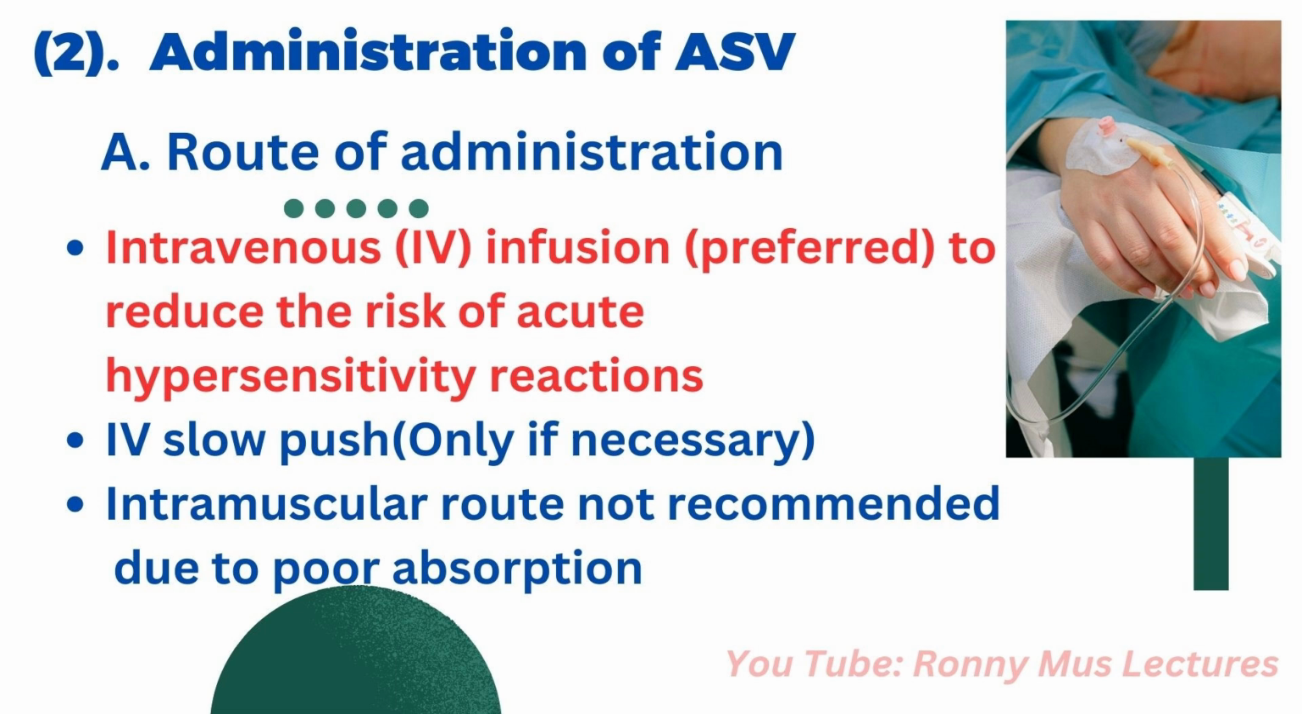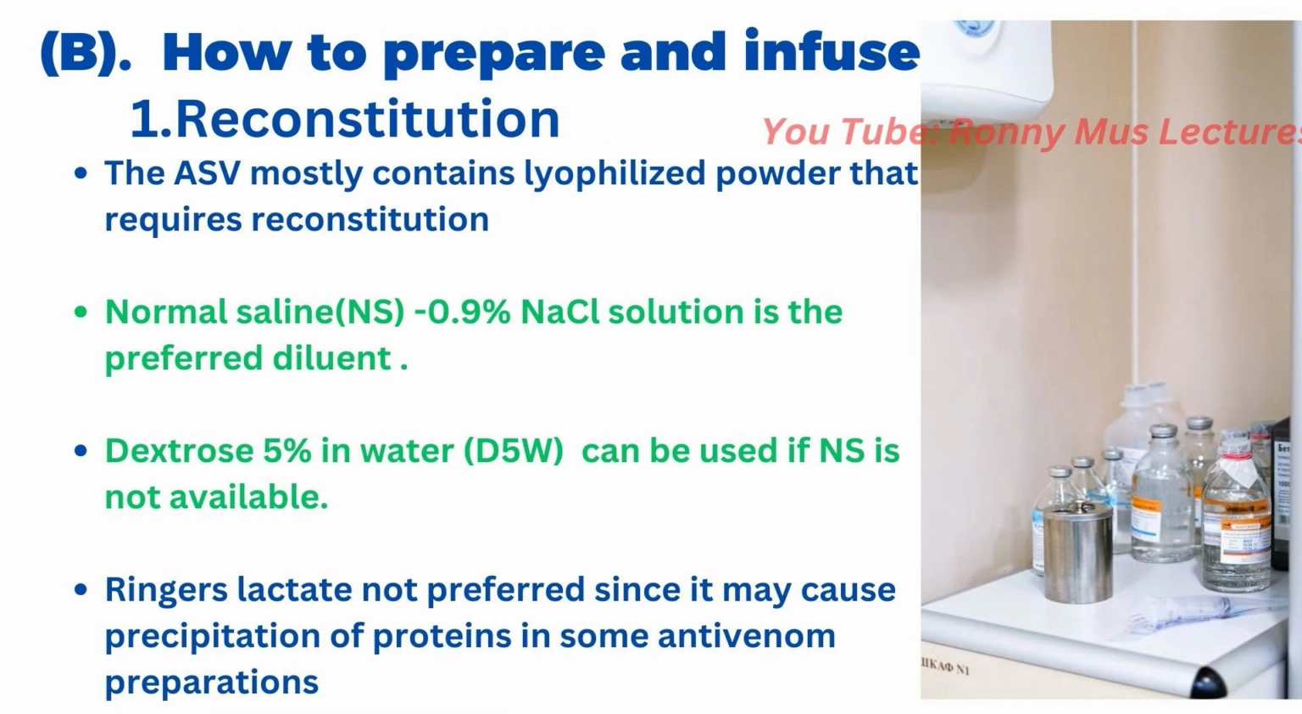Intravenous infusion route is the most preferred because it reduces the risk of acute hypersensitivity reactions. Though you can still use IV slow push, that is only if it is necessary, maybe in emergency cases. Intramuscular route is not recommended because of poor absorption. Now, how to prepare and infuse ASV.